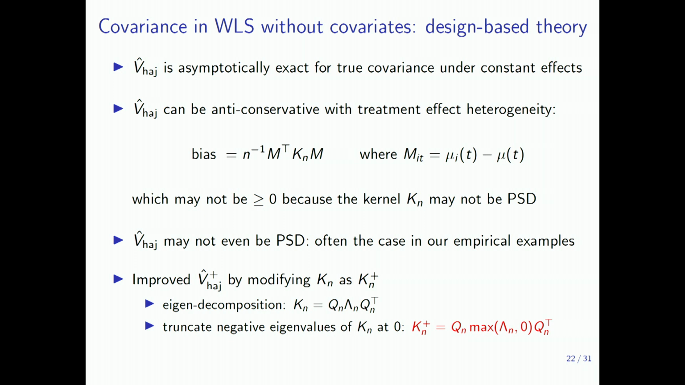We can modify it by improving the kernel matrix K by a positive semi-definite kernel matrix through eigen decomposition. If you do eigen decomposition, you will see a lot of negative eigenvalues, but truncate those negative eigenvalues at 0. Okay, and in fact, in our simulation, almost all the estimators, the V hat Hajek, are not positive semi-definite. We have to do the truncation to ensure it works well in simulation. Okay, this is the theoretical part for covariance estimation.